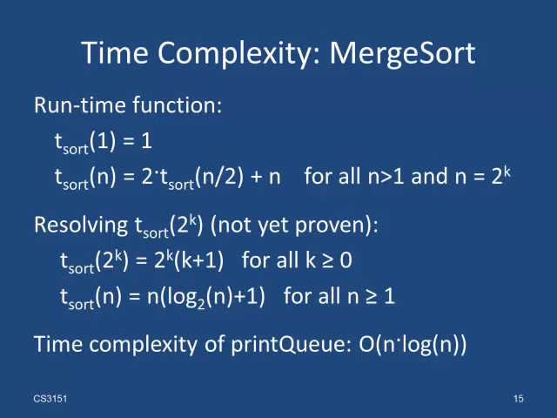I don't like the argument 2 to the k for tsort. I rather use a simple form like just n as an argument. So we replace 2 to the k by n. If 2 to the k is n, then what is k in terms of n? Well, k is then log of n. So we rewrite tsort of 2 to the k as tsort of n is equal to n times (log n plus 1). Therefore, the time complexity of merge sort is O of n times log n. Now this is based on the assumption that we resolve tsort of n correctly. We will prove by mathematical induction that the resolvent is indeed correct.